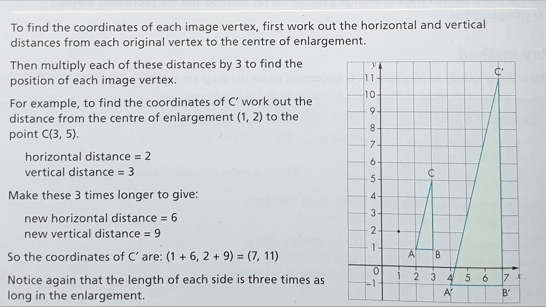So the coordinate of C dash will be, the x is already 1, with that you add 6, so it becomes 7, and 2 plus 9 will give you 11. Notice again that the length of each side is 3 times as long as in the original.